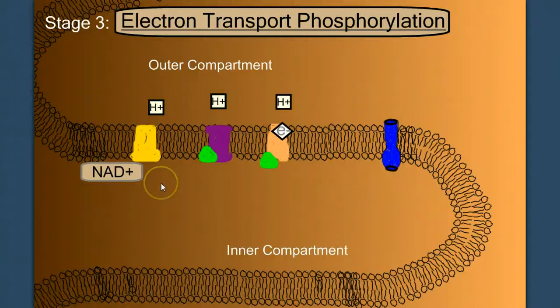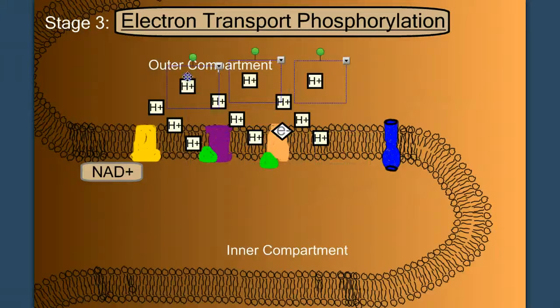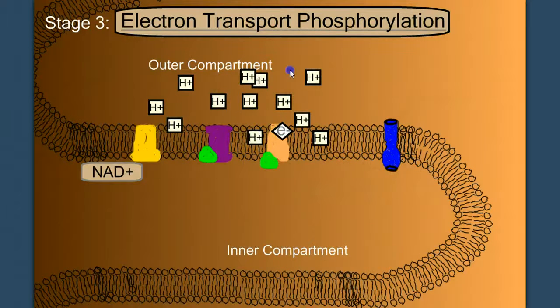Now, imagine this happens over and over again with all the NADH delivering their electrons and all the FADH2s. We're going to pump a lot of protons into the outer compartment. Let's move all those to the outside. So we have all these protons out here, and these protons are trapped in the outer compartment, and they want to move down their concentration gradient back into the inner compartment, but they can't make it through this membrane.